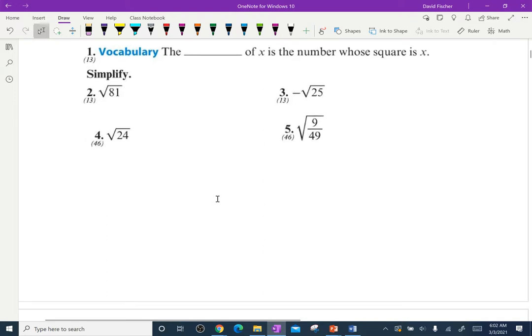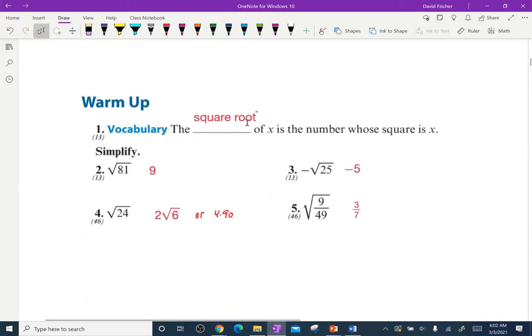Okay, welcome back. Here's the answers that I got. Square root, I got 9, and then a -5. The negative sign's out in front, so that's a -5.